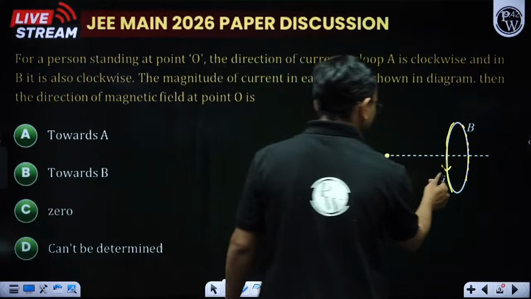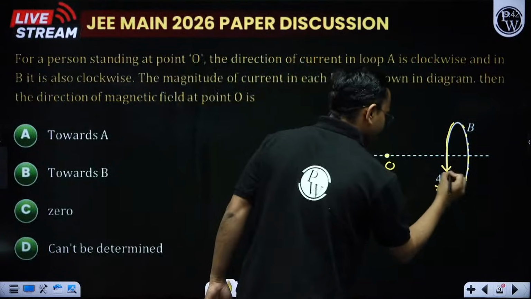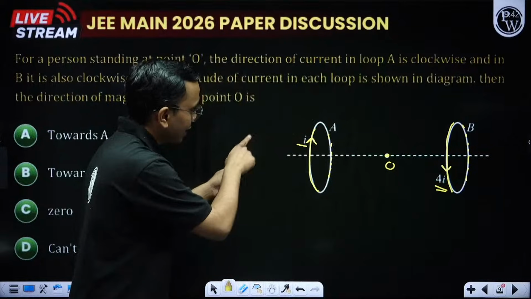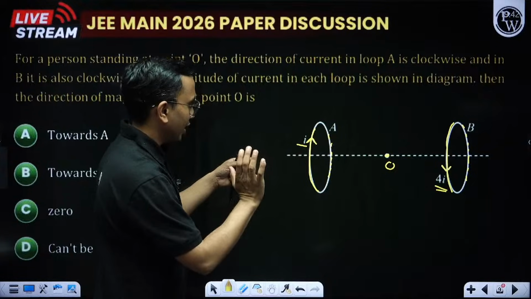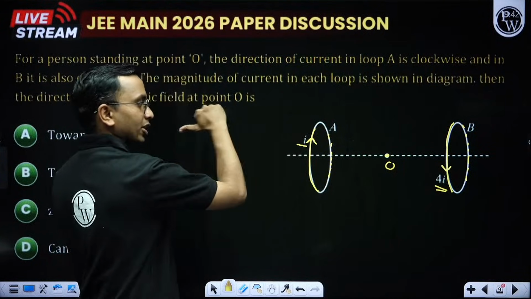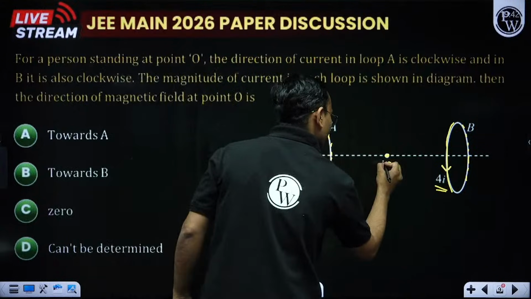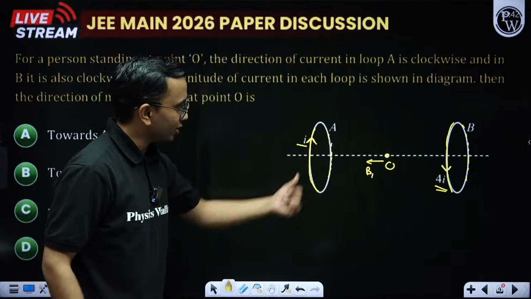Now what is this current? This current is I, and this is 4I. Now due to this current I, what is the direction of magnetic field there? You can say this is outside, so the current is going like this. It means the magnetic field is in this direction. So this is B1, due to this.